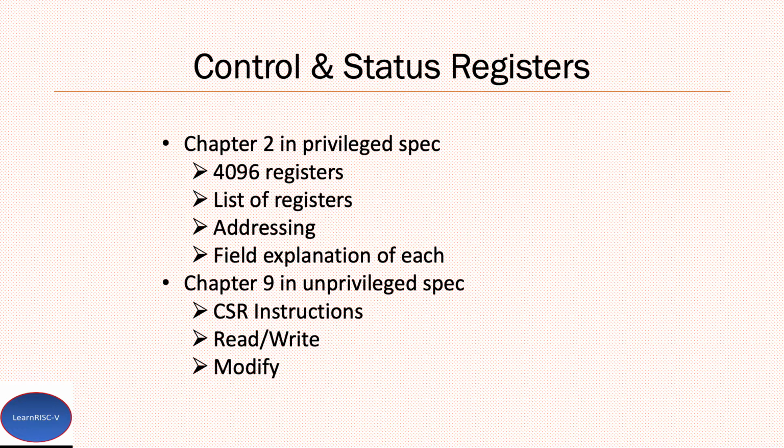This slide is just to give references for control and status registers. Chapter 2 in the privileged spec discusses all the CSR registers elaborately. And chapter 9 in the unprivileged spec discusses the instructions to read, write, and modify each CSR, and the various formats are all discussed in chapter 9. Chapter 2 discusses the 4096 control and status registers with the description of each and every field and the addressing conventions of each of them. So you can refer to these two chapters to know more about control and status registers.